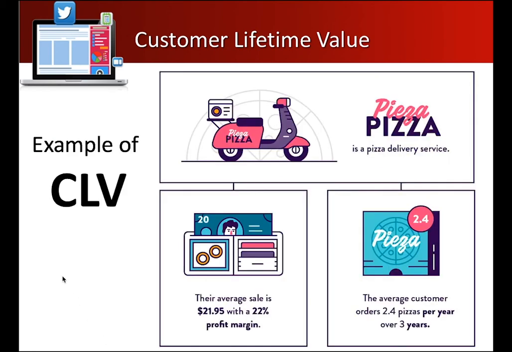So this is a pizzeria and their average sale is $21.95. That means the average value per each transaction is $21.95. And they have a 22% profit margin. And the average customer orders per year 2.4 pizzas during a period of 3 years. So let's calculate the customer lifetime value for this pizzeria.